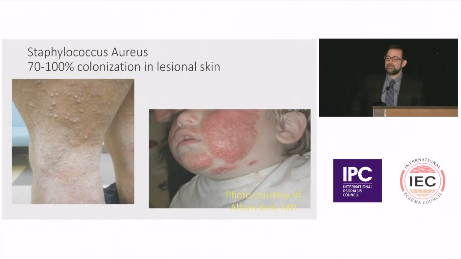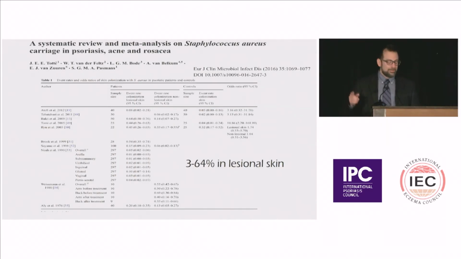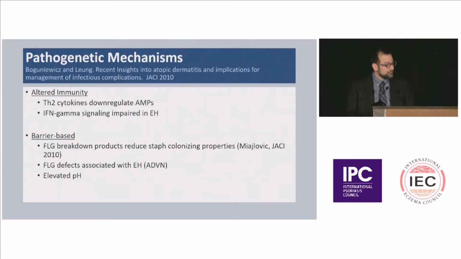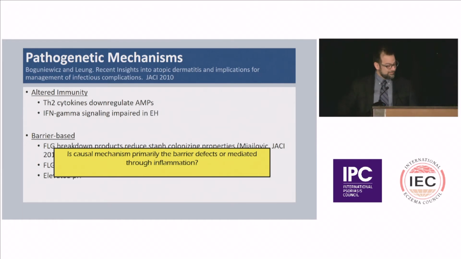Okay, moving on to other common associations with atopic dermatitis. Staphylococcus aureus colonization and infection, as you know, is a big problem, but even in psoriasis there are colonization rates that have been published in a meta-analysis between 3 and 64%. Dr. Silverberg has some nice studies recently published showing that infections in psoriasis are actually more common than we would think, both cutaneous and non-cutaneous. Pathogenic mechanisms for infection are both barrier-mediated as well as inflammatory-mediated. I don't know which one's more important.